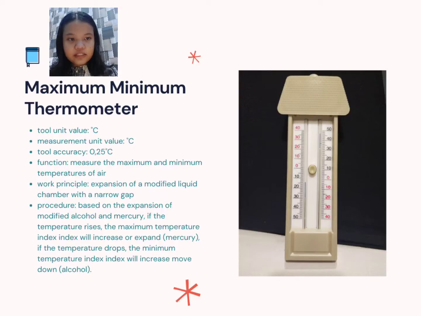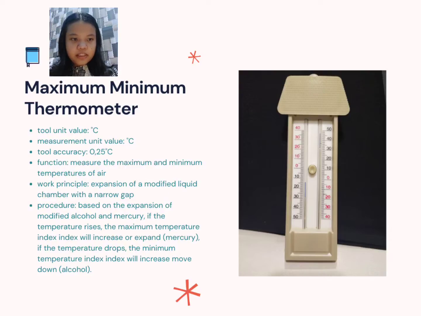Number 1 temperature tool is the maximum minimum thermometer. Tool unit value is degrees Celsius. Measurement unit value is degrees Celsius. Tool accuracy is 0.25 degrees Celsius. Function is to measure the maximum and minimum temperatures of air. Work principle is expansion of a modified liquid chamber with a narrow gap.